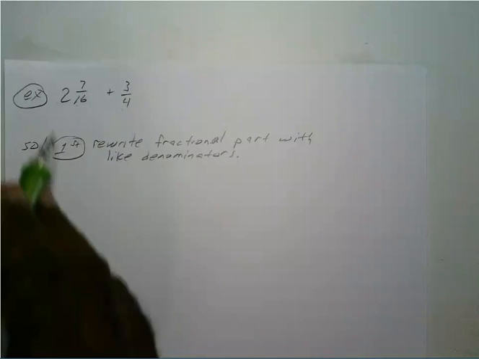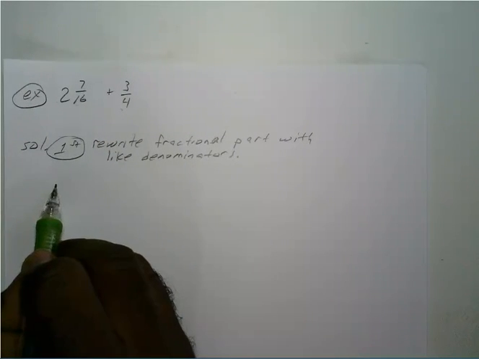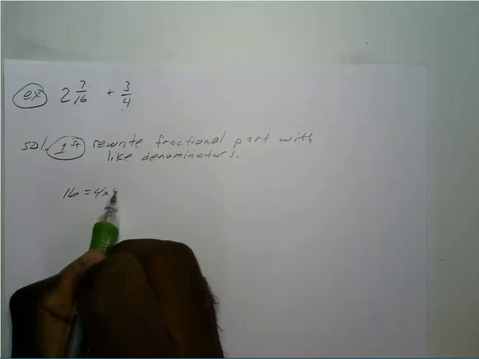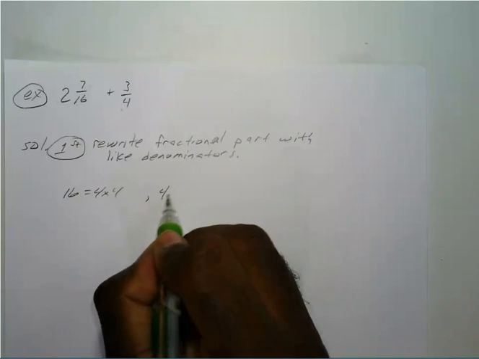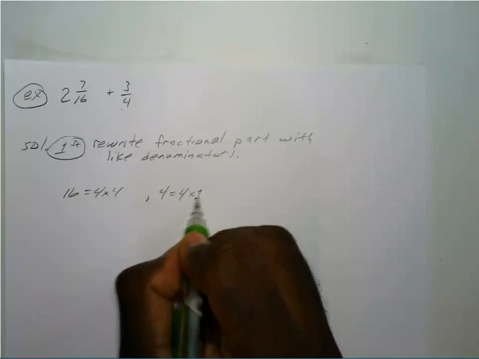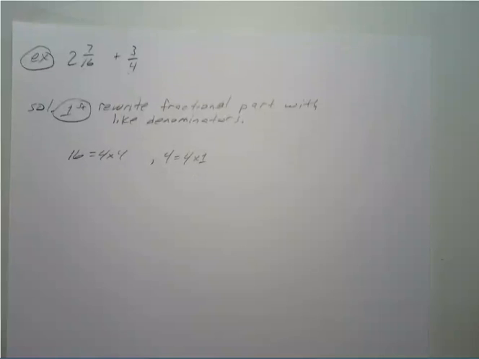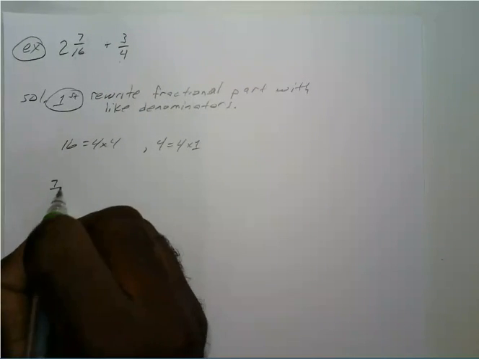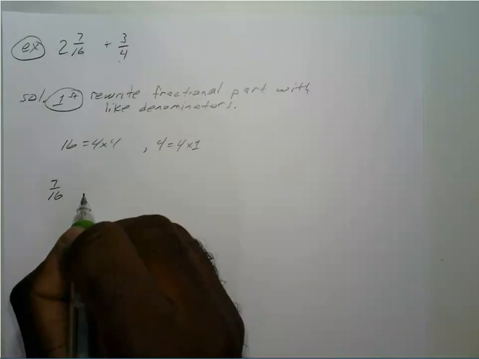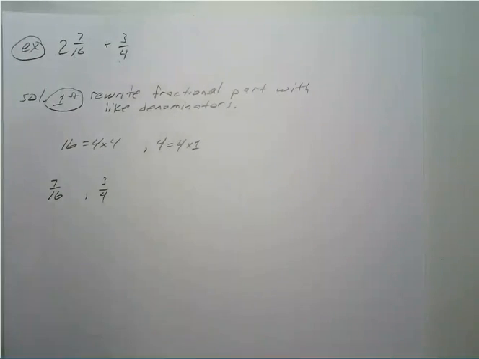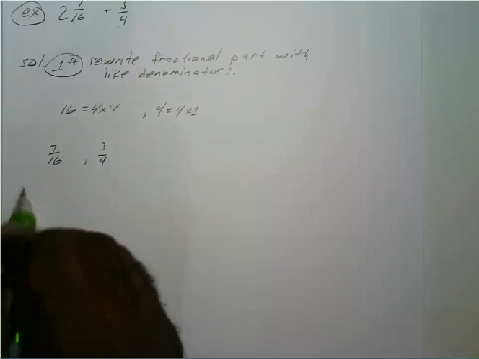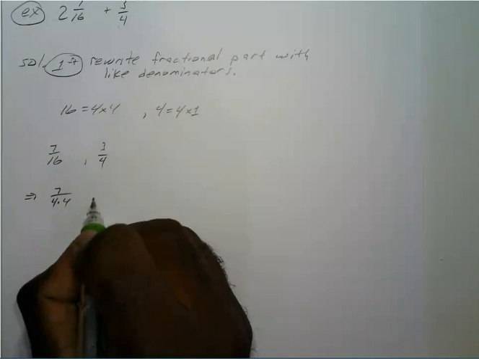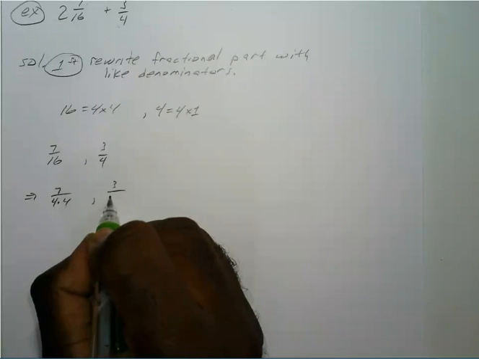All right, so that's our 7 over 16 and 3 over 4. So we know that 16 is equal to 4 times 4, and 4 is just 4 times 1. Okay, so 7 over 16 and 3/4, that's going to be 7 over 4 times 4 and 3 over 4 times 1.